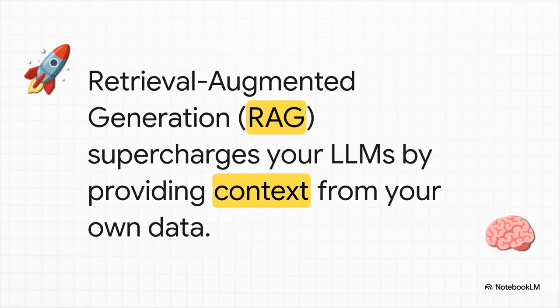Now, we can take this a huge step further. We can use this amazing search capability to fix one of the biggest challenges with large language models, preventing them from just making stuff up or hallucinating. This RAG technique basically supercharges an LLM by giving it the exact factual context it needs from your own data to give a good answer.